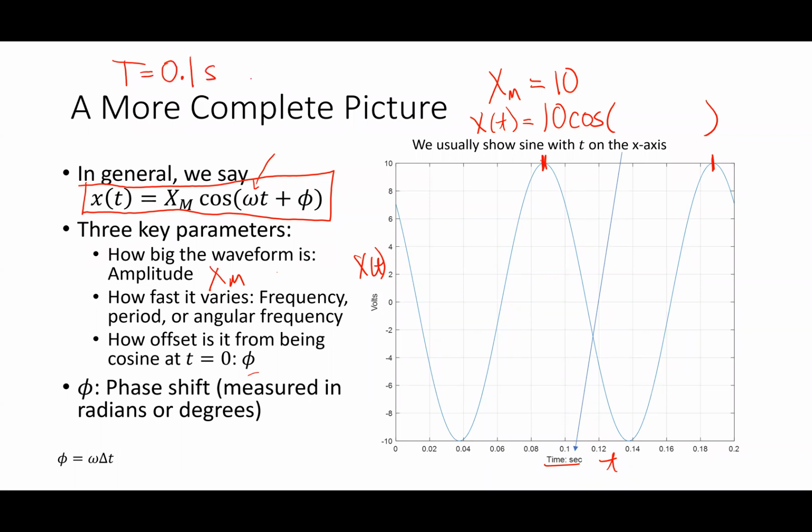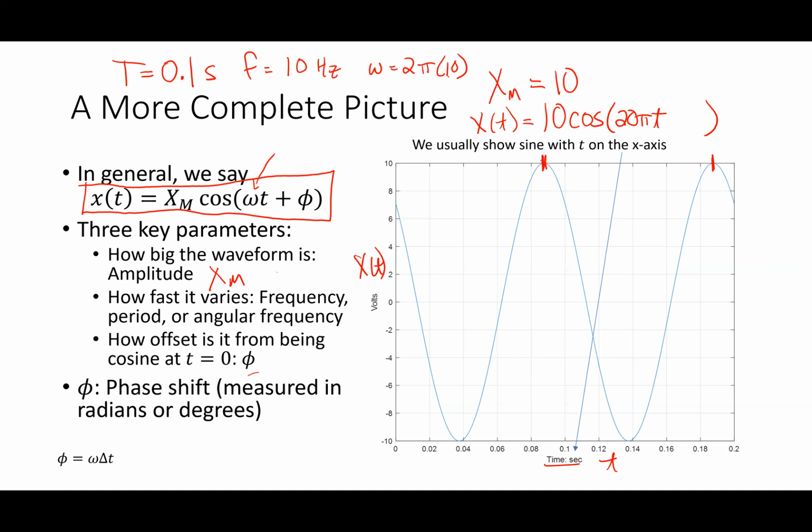So what's f? The frequency is 1 over 0.1, which is how many hertz? 10 hertz. So that means this guy I'd write as 20 pi t. Omega equals 2 pi times 10. So 20 pi t.